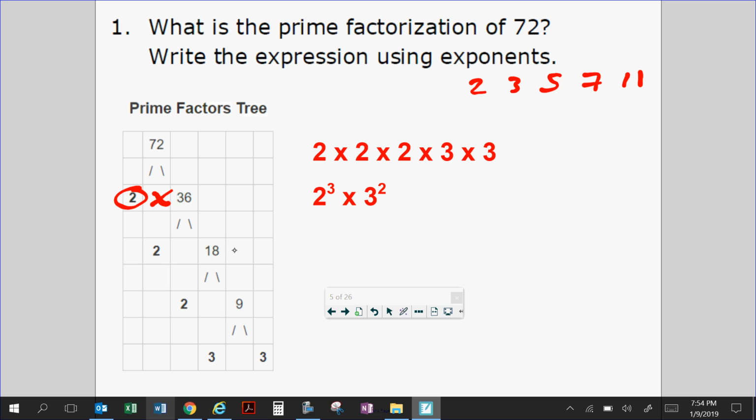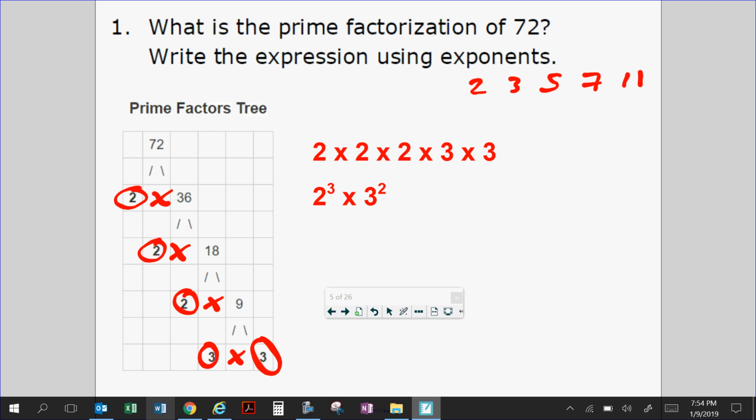How do you break down 36? 2 times 18, so I circle the 2. How do you break down 18? 2 times 9. So this is prime, so I circle it. And how do you break down 9? 3 times 3. So what 5 factors make up 72? 2 times 2 times 2 times 3 times 3, or 2 to the power 3 times 3 to the power 2.